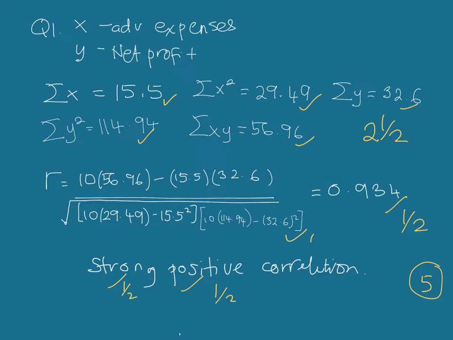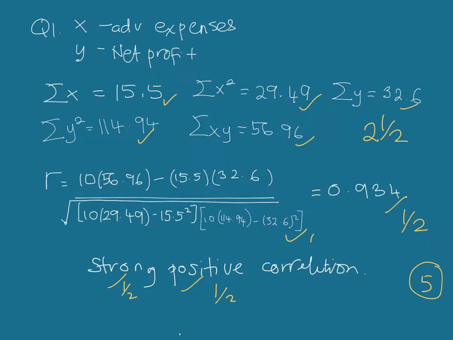First of all, we need to calculate the sum of X, and this is found to be 15.5 thousand. Then sum of X squared, which is 29.49. Sigma Y, or the sum of Y, is 32.6. Sigma Y squared equals 114.94. And sigma XY is 56.96. These are all calculated using the statistical program in the calculator, and each of these is given half a mark. So we have 5 ticks here, which totals up to 2.5 marks.